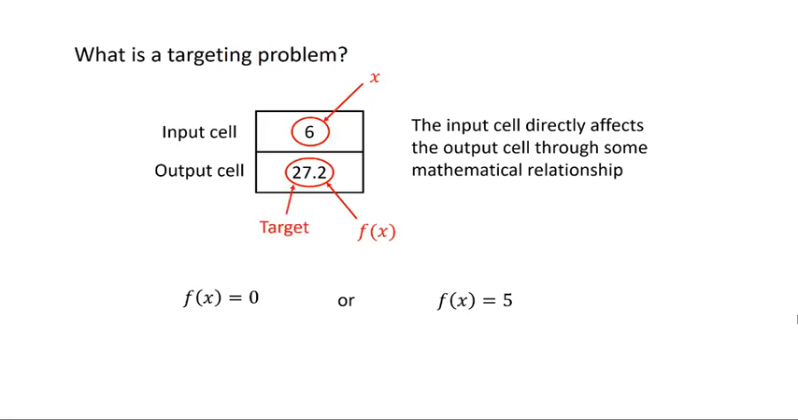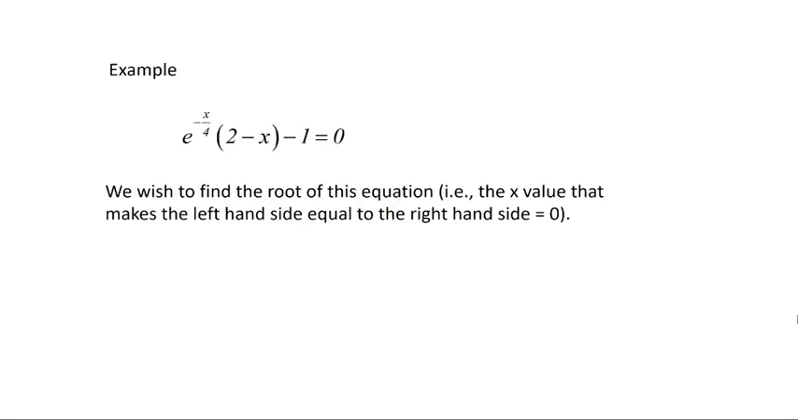The target here is going to be the output cell. And let's just say in this example we want the target to be 0, and we want to change the input cell x. Let me go through an example. Here we have just a mathematical equation, and we wish to find the root of this equation. And the root is the value that makes the left-hand side equal to the right-hand side, which is the value of 0. So once we have found the root, the left-hand side is equal to 0.